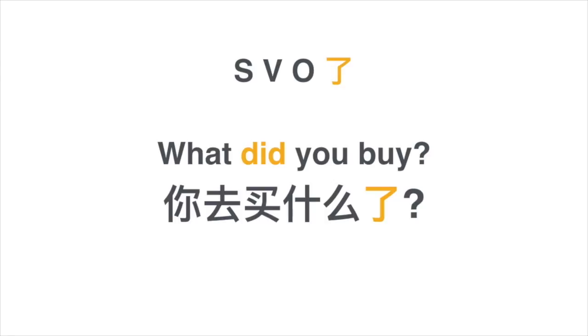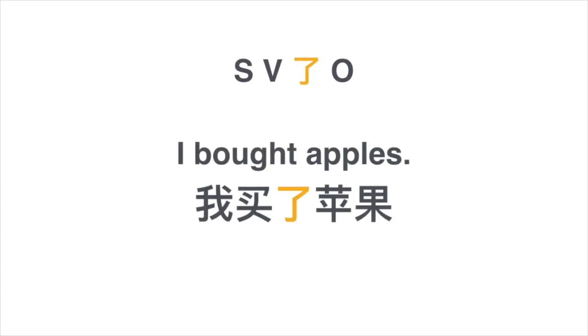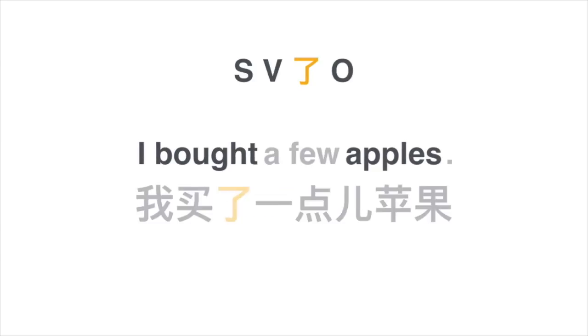This is almost like the aspect of verbs in some languages, right? Some languages have a perfective and imperfective. So 了 is kind of like making it perfective. So there you have it, how to express the past using 了. If you have an object in the sentence, you can attach the object to the end. For example, I bought apples. 我买了苹果. I bought a few apples.